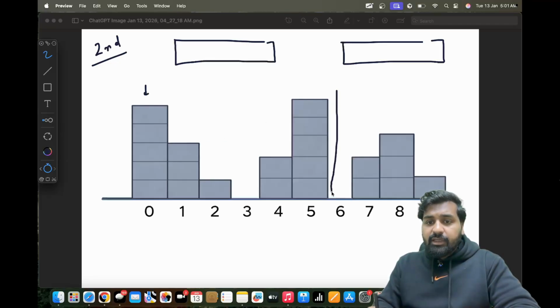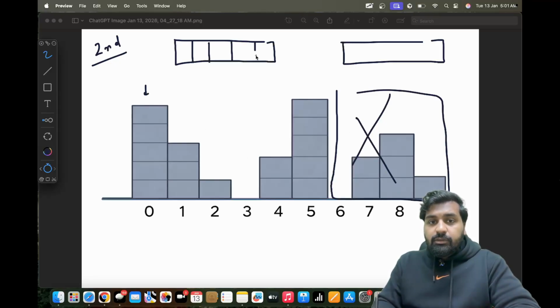Let's not think about this part for now. Let's say we have only this part. Let's make it simple and easy. Okay, so 0, 1, 2, 3, 4, 5. Okay, same way again, 0, 1, 2, 3, 4.